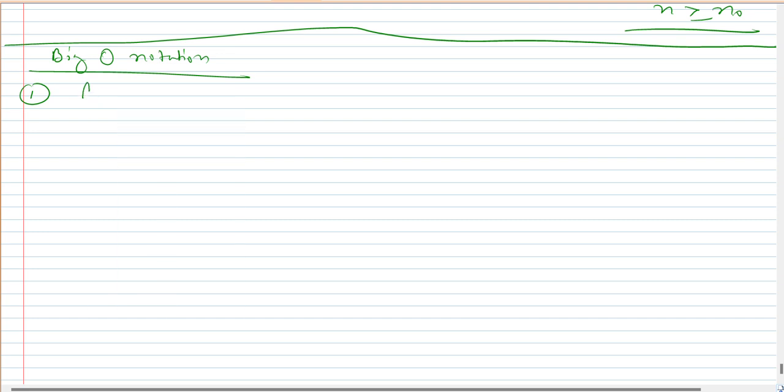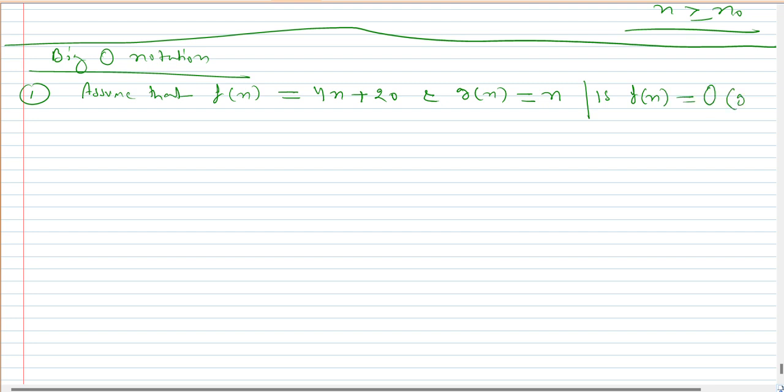Okay, now assume that f(n) is equal to 4n plus 20 and g(n) is equal to n. So we have to find or prove whether f(n) is big O of g(n).